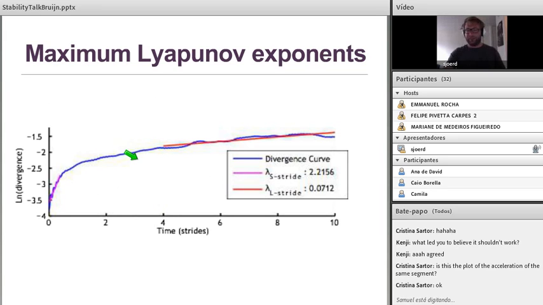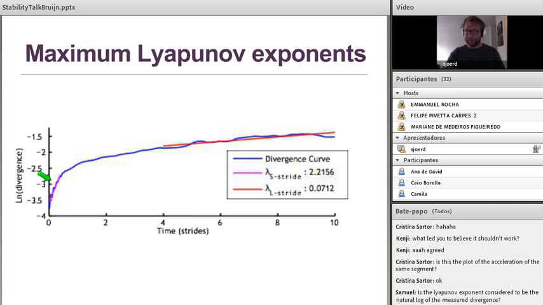So this is time in strides on the x-axis, and this is the log of the divergence, so the log of the distance between those points. Initially at 0, they're very close because we selected them to be very close. We looked for the closest point, and then they grow. And we said that the rate of growth tells us something about stability. So this slope here tells us something about stability. If the slope is smaller than 0, we have a stable system. If it's larger than 0, we have an unstable system. This is the mathematical thing.